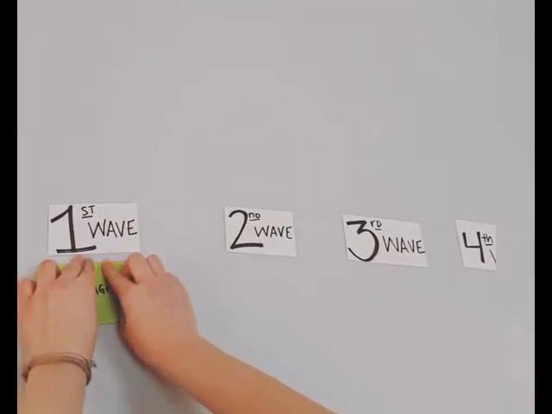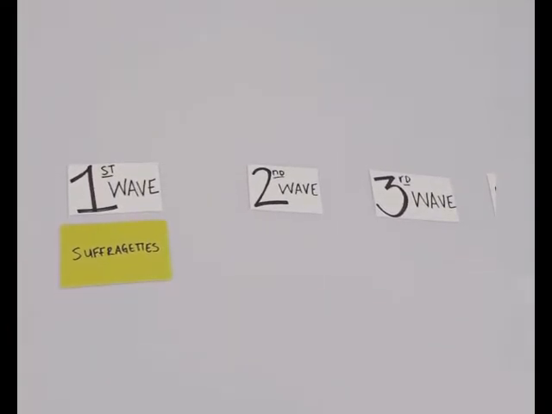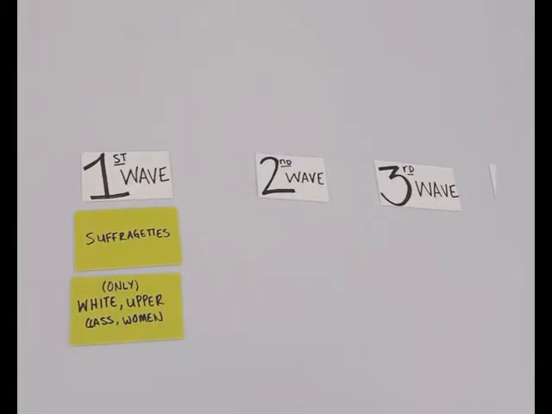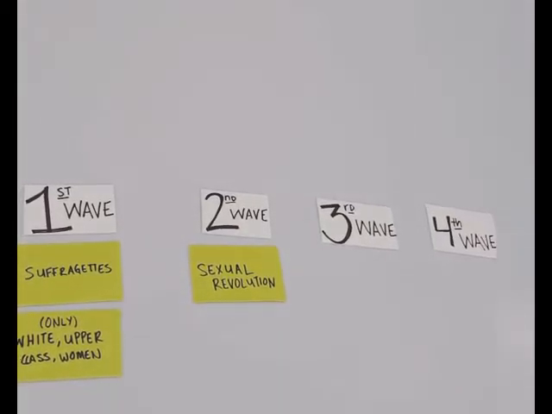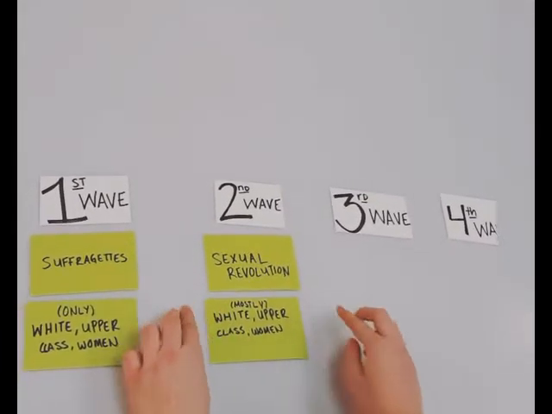The first wave was the suffragettes. They gained the right to vote for women. It only involved white upper-class women, though. The second wave was the sexual revolution in the 60s and 70s. This also mostly only involved upper white middle-class women.